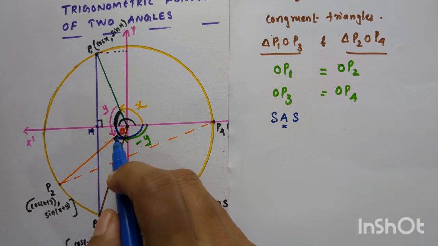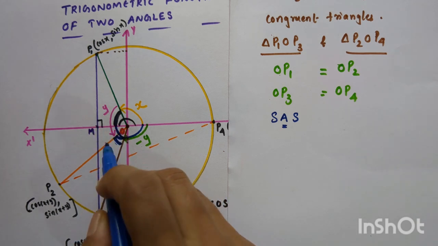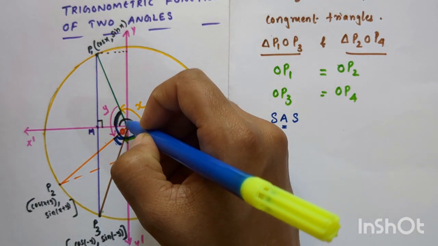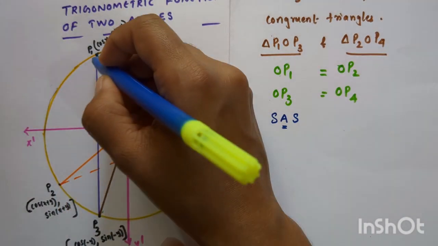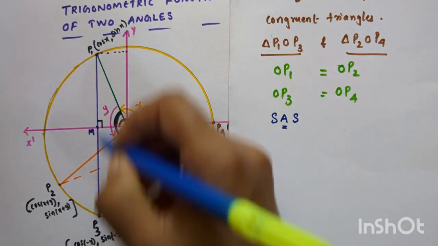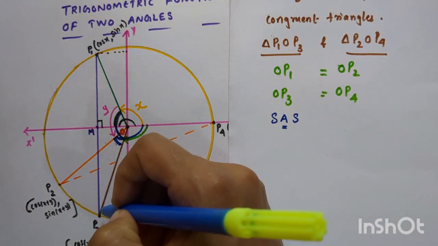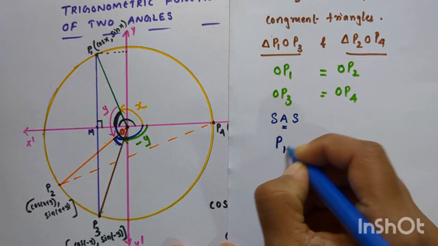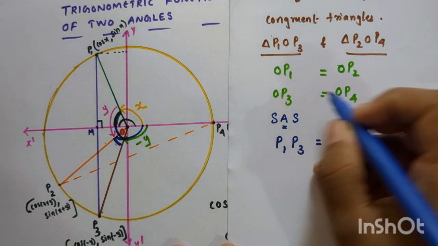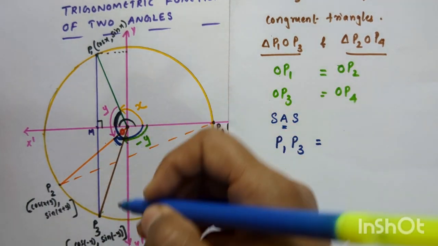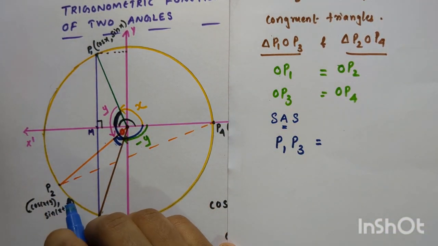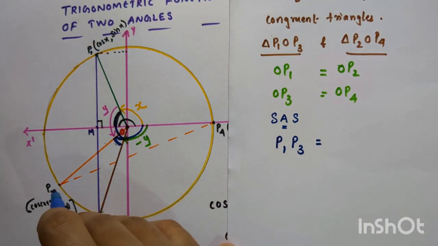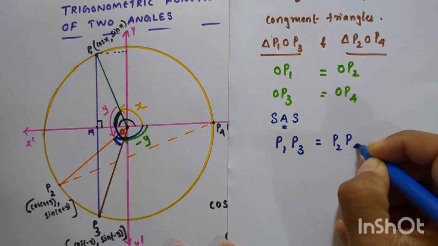So then the third side of these two triangles must be also equal. We have talked about the sides OP1 and OP2. So what about the third side of the first triangle? The third side of the first triangle is P1, P3. Since these two triangles are congruent, the third side must also be equal. So the third side P1, P3 of the first triangle will be equal to the third side P2, P4 of the second triangle.